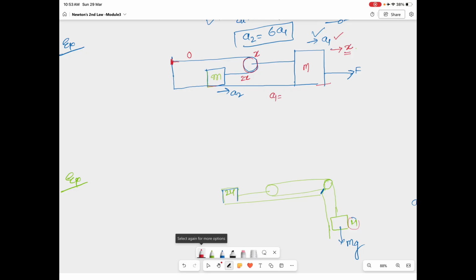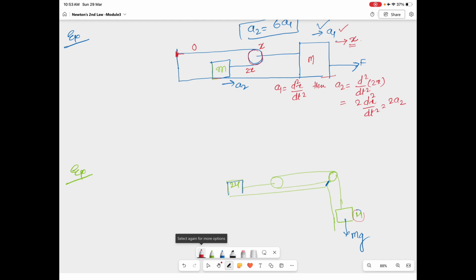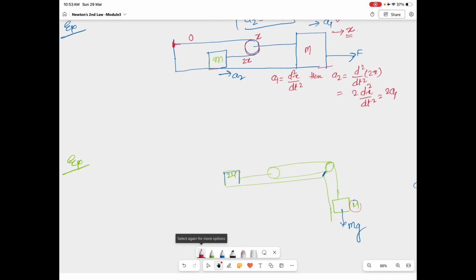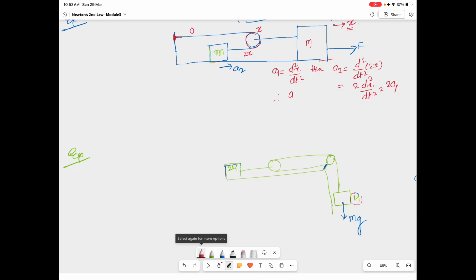So if I write A1 is equal to d2x by dt square, then A2 will be nothing but d2x by dt square times 2, which is 2 times d2x by dt square, which is 2 times A1. Sorry, this is 2 times A1. Therefore, A2 will be nothing but 2 times A1.